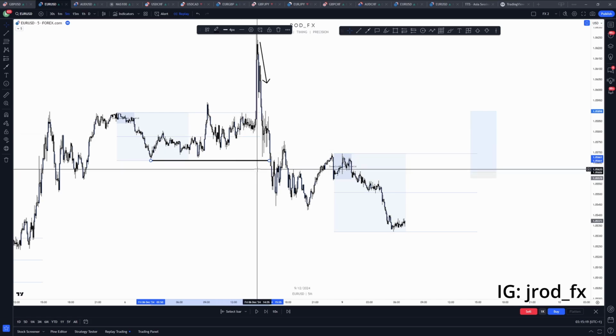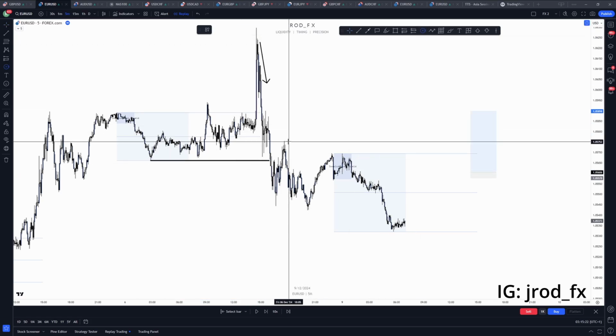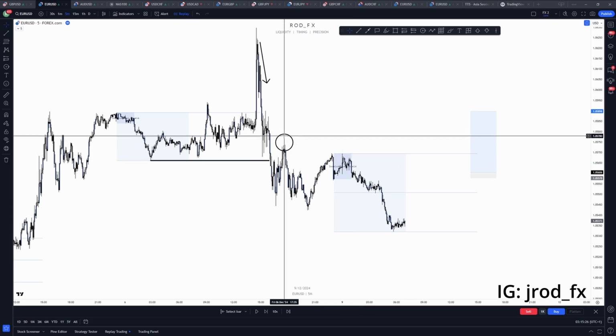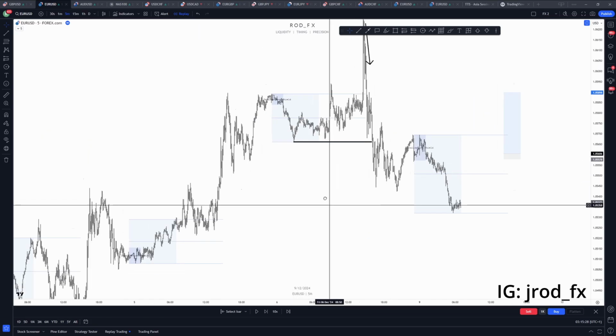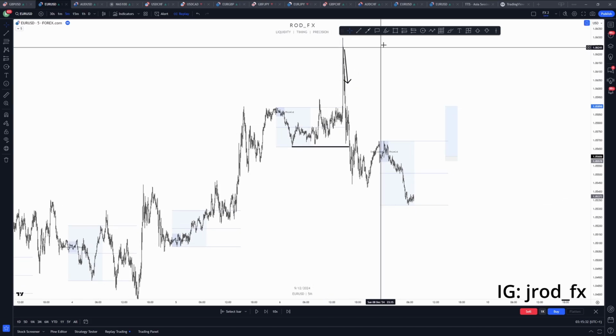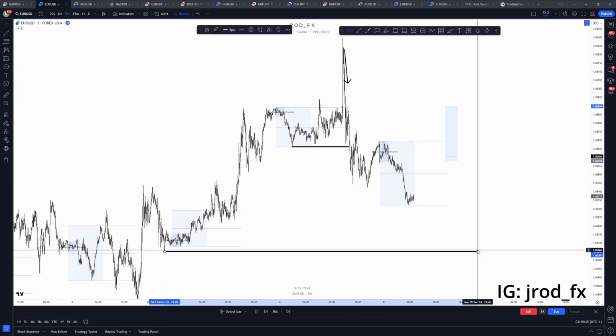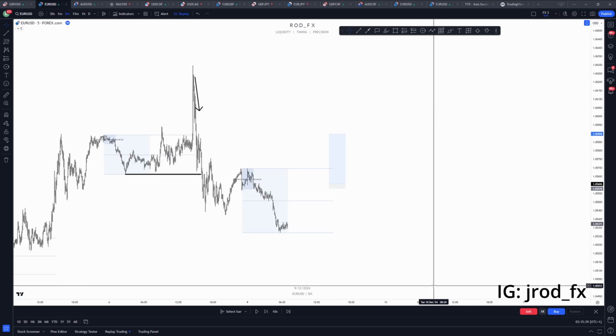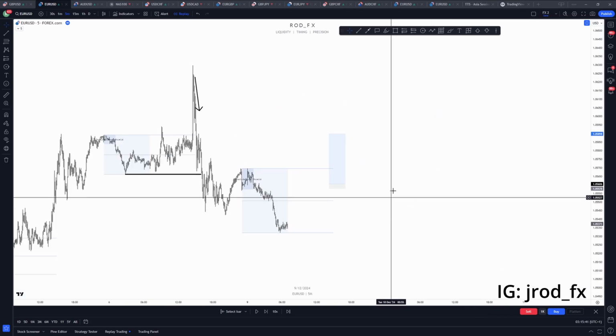As we can see, this high has been protected. And as we know now, this one is protected. So the structural expectation would be to continue lower, target the neck structure. A lot of people confuse the structural expectation and what the actual market does.